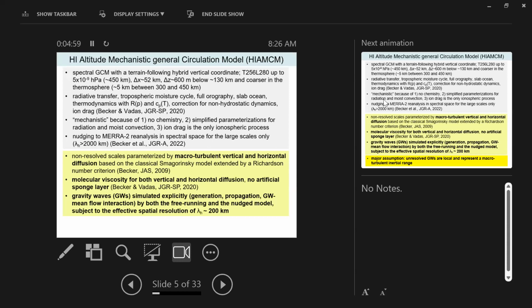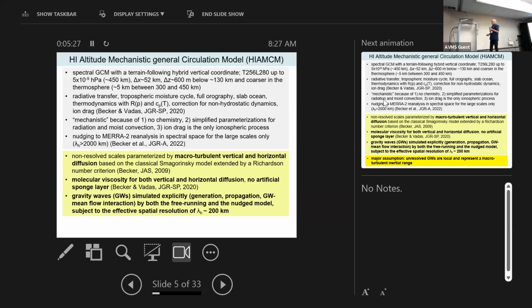We call it mechanistic because of the simplified parameterizations for, say, radiation and moist convection, and there is no explicit chemistry, but we do have ion drag in the thermosphere, which is quite important, of course. And the model can be nudged to MERRA-2 reanalysis, and we do this in spectral space. And this is quite important for the simulation of gravity waves, if you want to simulate gravity waves and you want to compare to observed events.